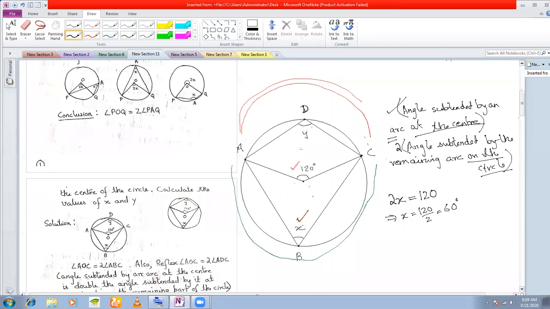That means this angle on the remaining part of the circle, on the circle, this is at the center. This is the remaining part on the circle, this is the angle subtended by an arc at the center. Whatever angle is there on the circumference, that angle must be half the angle at the center. Whatever angle is at the circumference, that is this x, must be half the angle made at the center, 120.